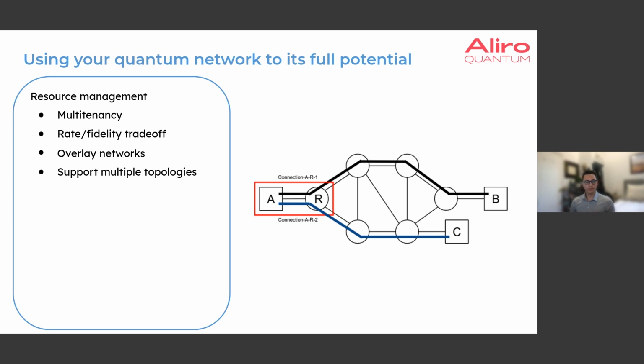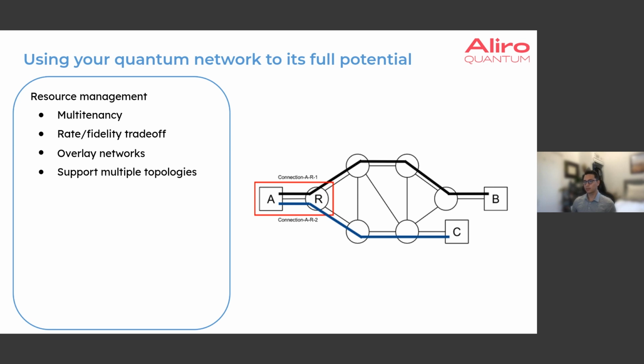Thinking about the rate and fidelity trade-off is important as well. Some applications may require very high quality of entanglement, so they need high fidelity entanglement, whereas other applications may require a higher rate of entanglement. Navigating this trade-off and meeting those quality requests for the different users and different applications will have to be done in software.